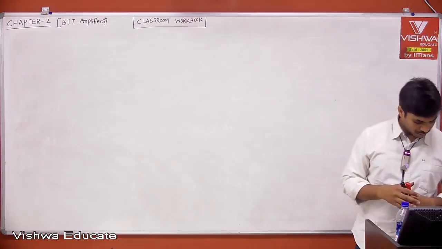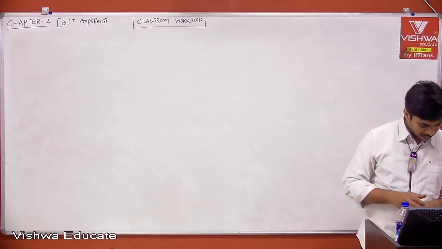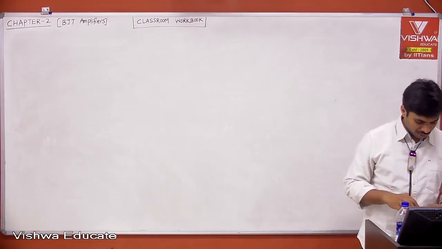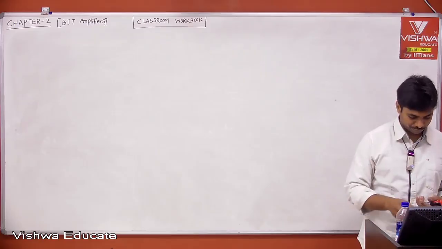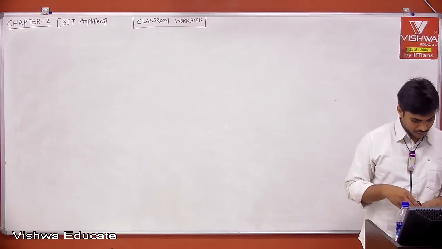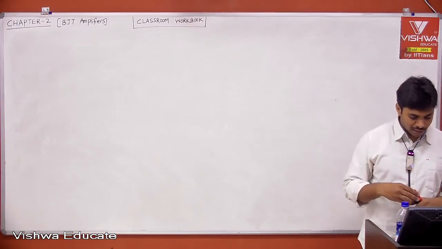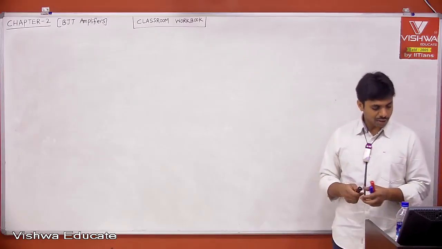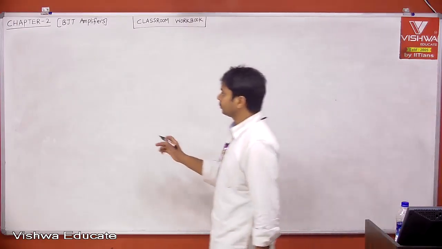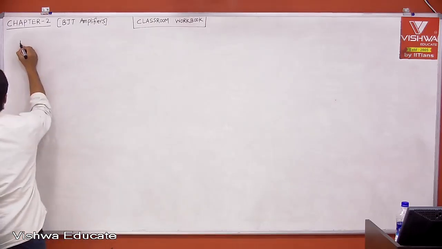Problem number 10. In the silicon BJT circuit shown below, assume that the emitter area of transistor Q1 is half that of transistor Q2. The value of current I0 is approximately, okay. Therefore, the circuit is given. Problem number 10.